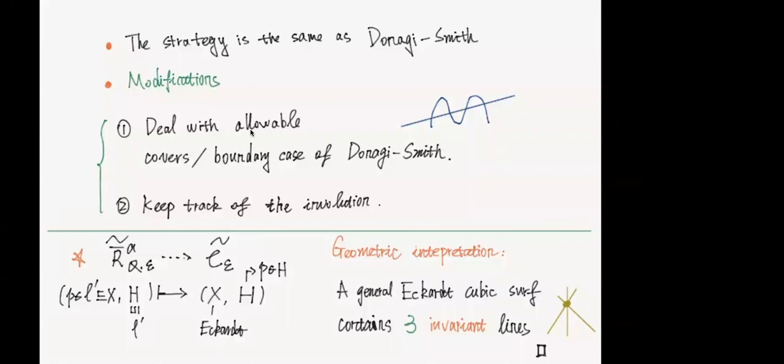So geometrically, we are asking: I have an Eckardt cubic threefold, I cut it by a plane passing through the Eckardt point. Then I get this classical Eckardt cubic surface. Then how many invariant lines are there? So the answer is 3. It is a classical result on this Eckardt cubic surface. And this 3 is the global degree. So essentially we are done.